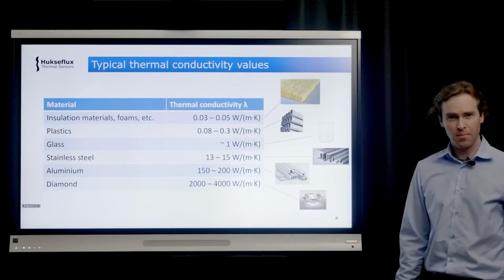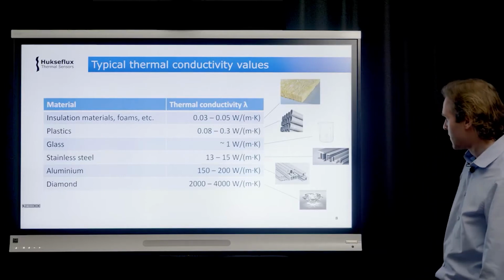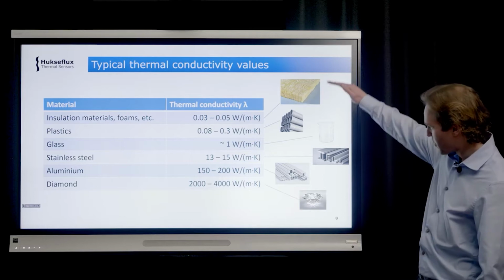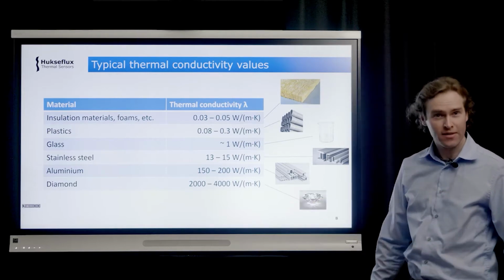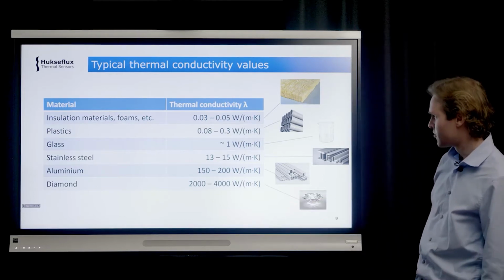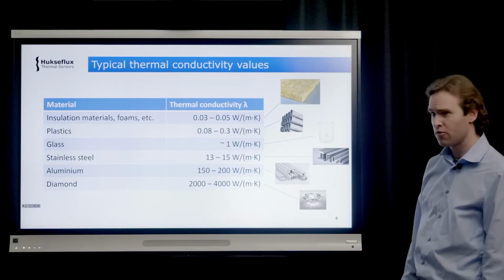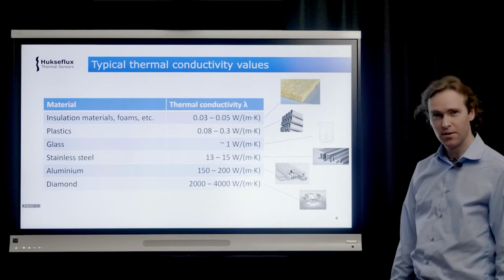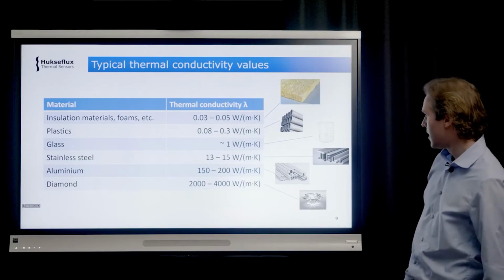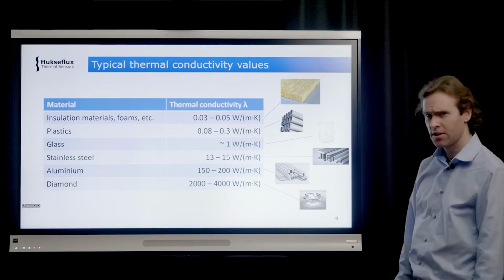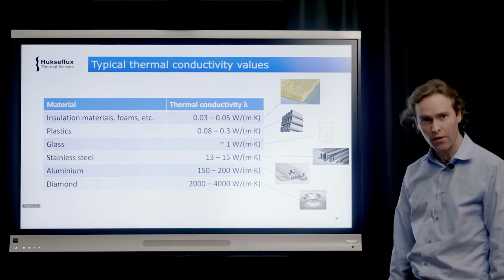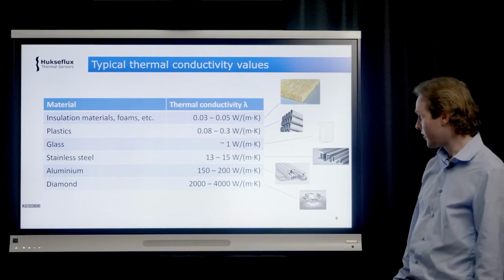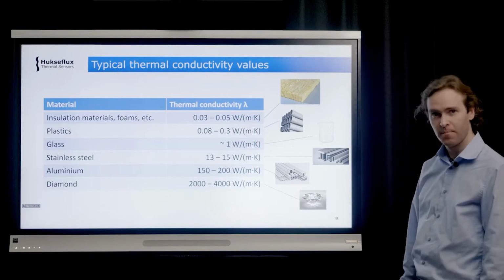Okay, so what are some typical values for thermal conductivity? I show here a list starting from roughly 0.01 watt per meter Kelvin up to about thousands of watt per meter Kelvin. So typical insulation materials are around 0.03 to 0.05 watt per meter Kelvin. They're really the most insulating materials. Then we have plastics. Plastics are on the order of 0.1 watt per meter Kelvin. Glass is on the order of 1 watt per meter Kelvin.